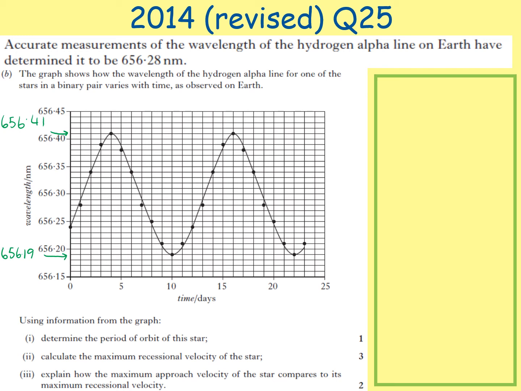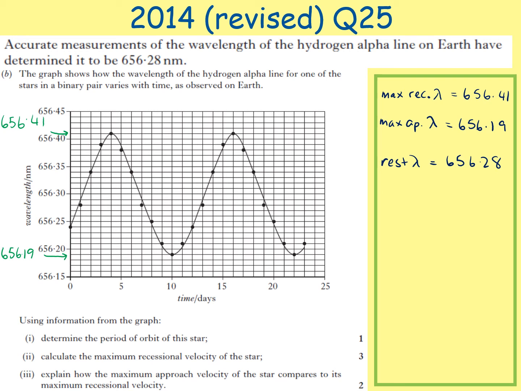So let's write down a few numbers here. We've got the maximum recessional wavelength equals 656.41. We've got the maximum approach wavelength, not velocity, just the wavelength at the moment, is 656.19. And we have our rest wavelength. That's given at the start of the question. That was 656.28.